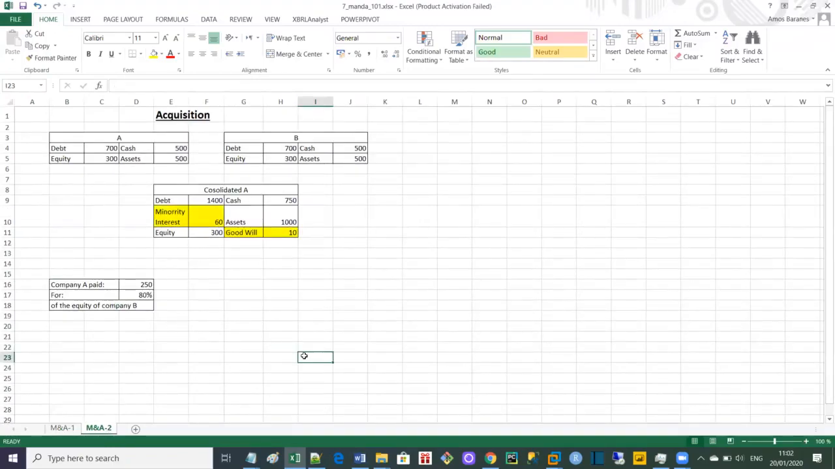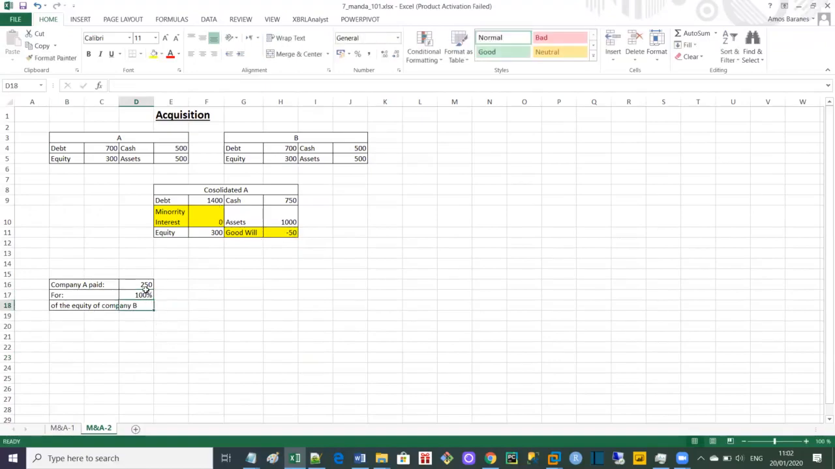And here we have acquisition. I took specifically the same example. Company A and company B are the same size. And here, how will the consolidated financial statements look in this case? Let's start with a simple case. I will also explain what you have at the bottom here.